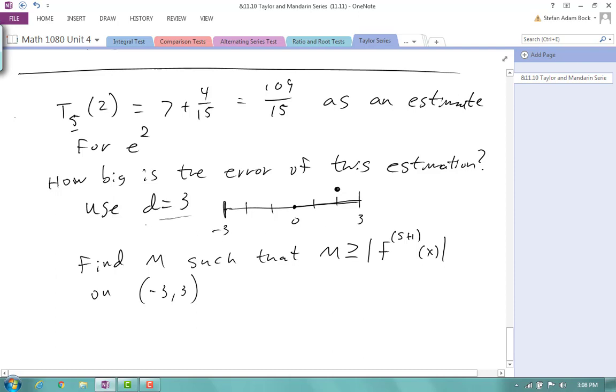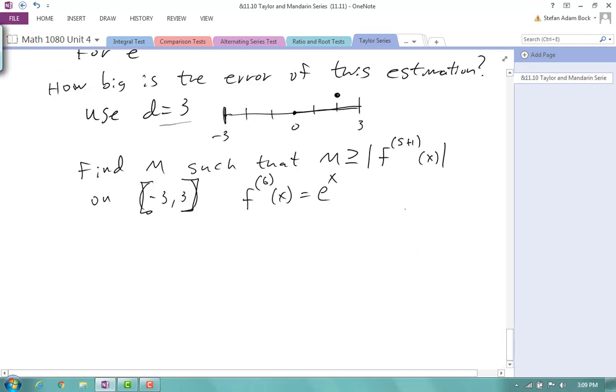Well, the fifth, actually sixth, derivative of e to the x is e to the x. And the maximum value of e to the x on, these should be closed, negative 3 to 3 is actually going to be e cubed, because e to the x is a strictly positive function.